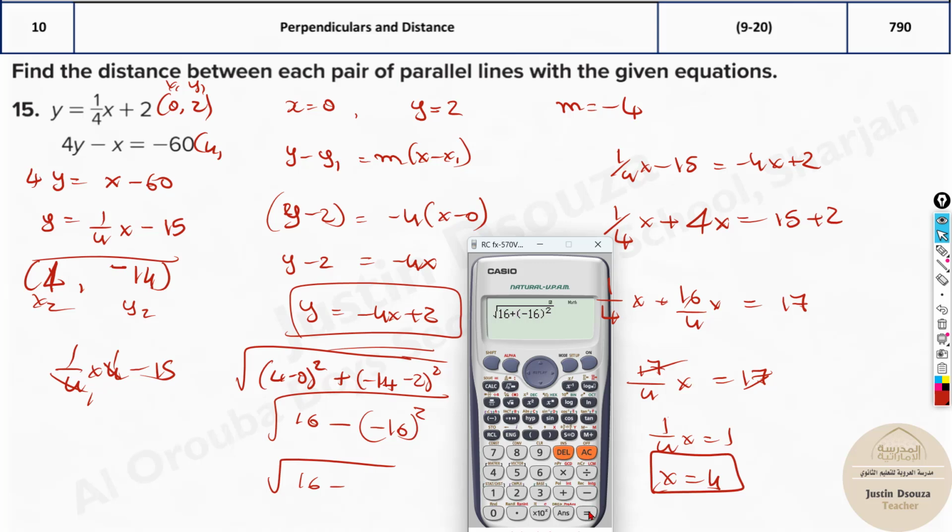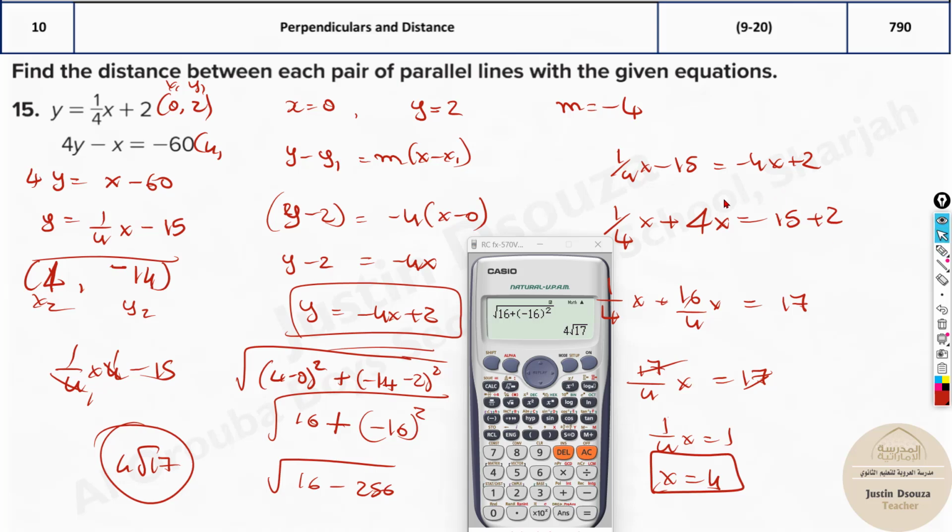The formula must be correct. Now this is the final answer. See over here I've written the main formula correct, but while I was writing I've written it wrong. So it was 256. The answer is 4 root 17. That's the distance. So that is how we do it.